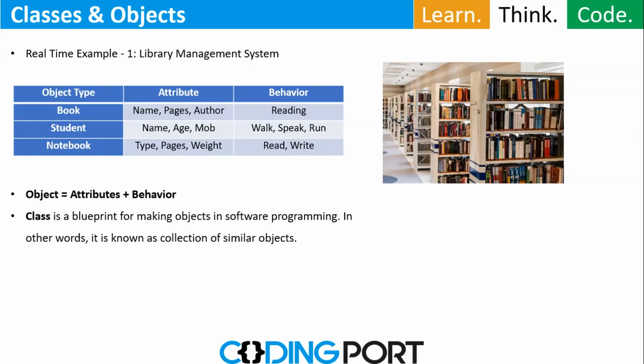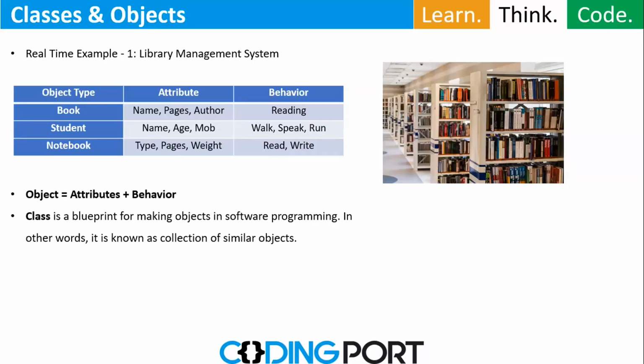For example, we have a book, we have a student, we have a notebook, and moreover, these objects have a few attributes, a few properties. For example, a book has a name, number of pages, author. A book has some behavioral aspect also, like reading. A student object has a few attributes like name, age, and a student might have a mobile number. A student can walk, speak, or run. Similarly, a notebook as an object has some attributes: type, pages, weight, and we can read from a notebook or write to a notebook. So as we have seen, these different objects possess some attributes and some behavior. So we can say an object is a combination of attributes and behavior.